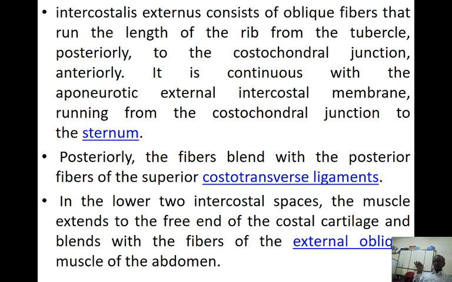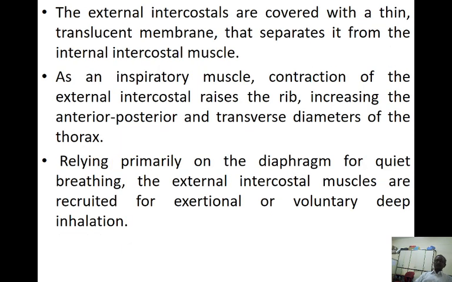In the lower two intercostal spaces, the muscle extends to the free edge of the costal cartilage and blends with the fibers of the external oblique muscle of the abdomen. So the external intercostal muscles of the last two spaces are merging with the external oblique muscle of the abdomen. The external intercostals are covered with a thin translucent membrane that separates it from the internal intercostal muscle.